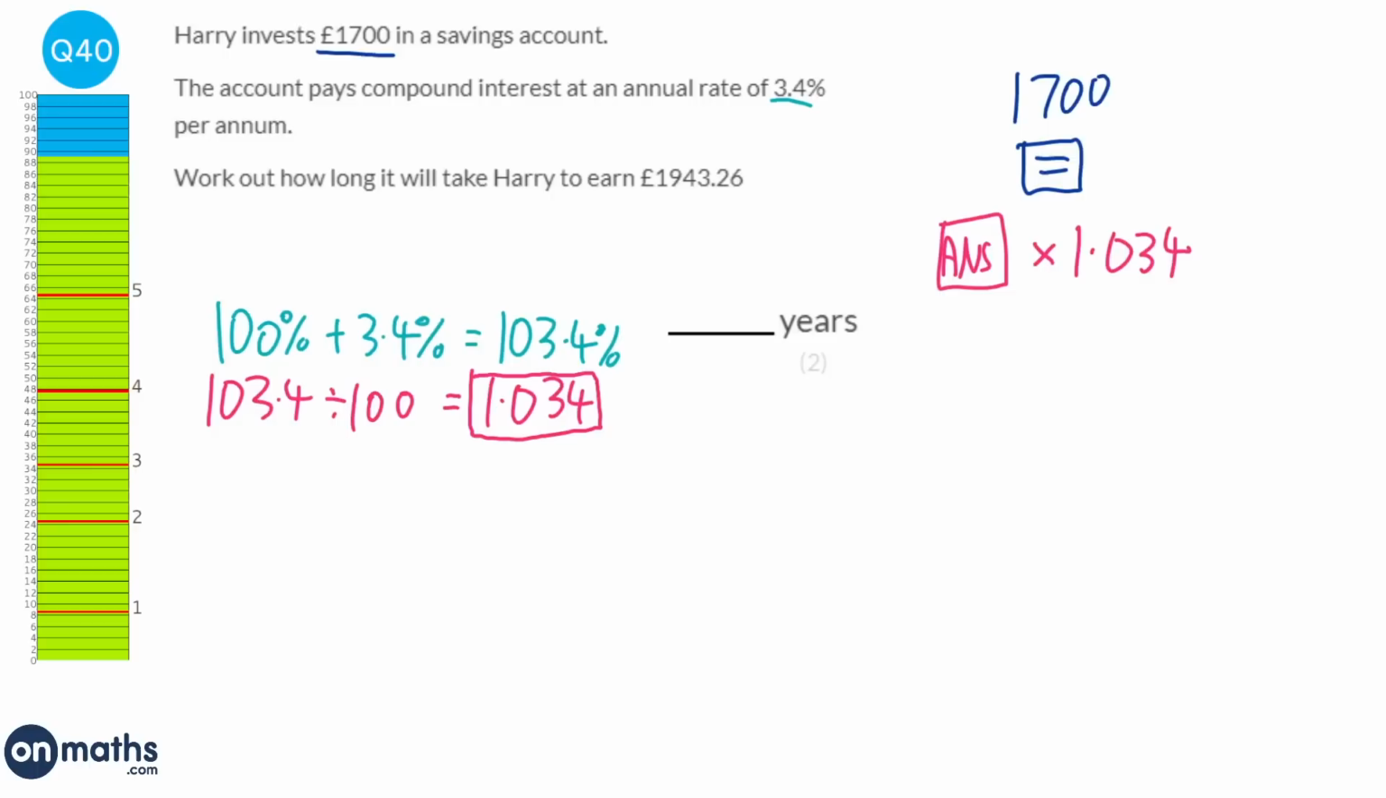Press it once and it gives us £1,757.80. Now, when we press it again, that would be after the second year. So it puts in the 1,757.80, it puts that in as this answer here, and then raises that by 3.4%. So we've got to keep pressing equals and count how many times we press equals to get to £1,943.26. And you'll find that on the fourth press of the equals button, you will get £1,943.26.